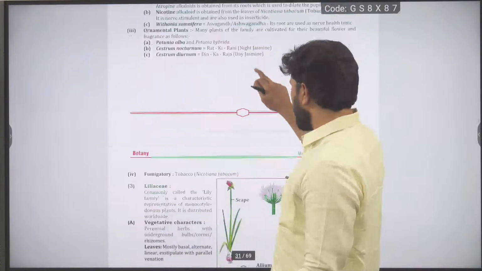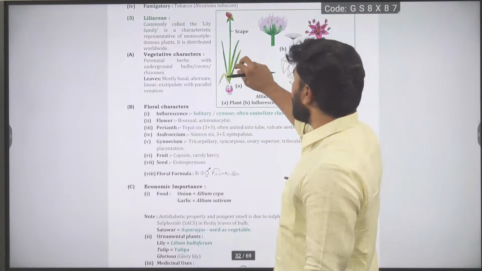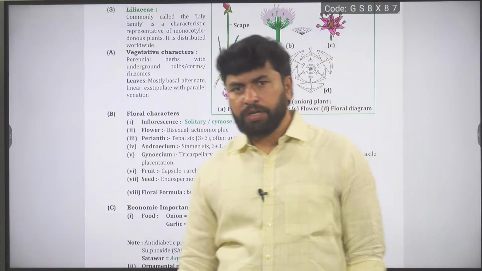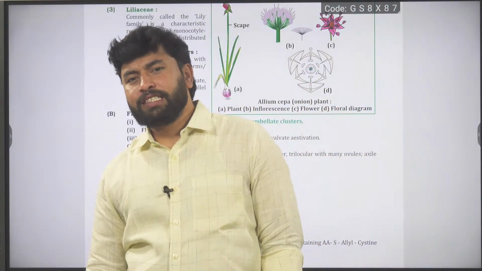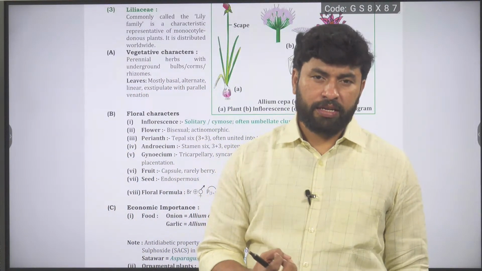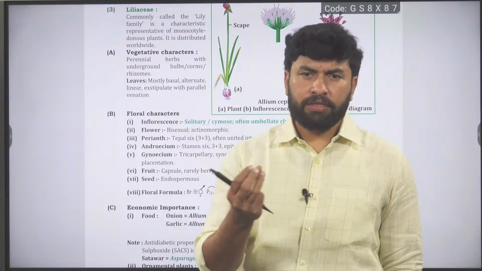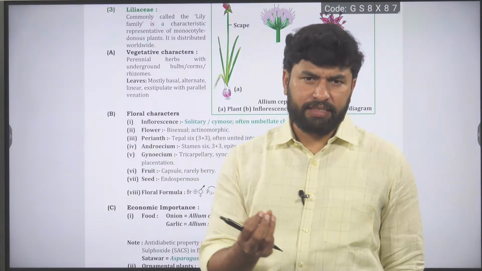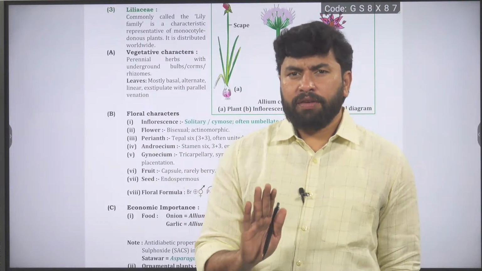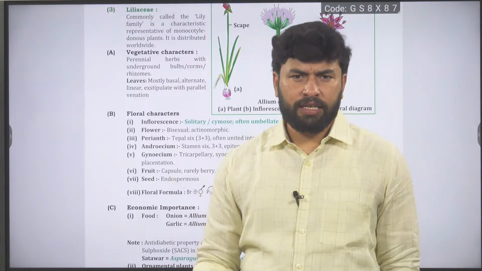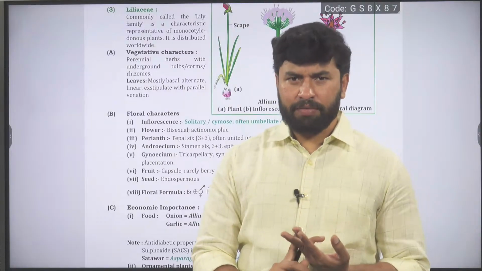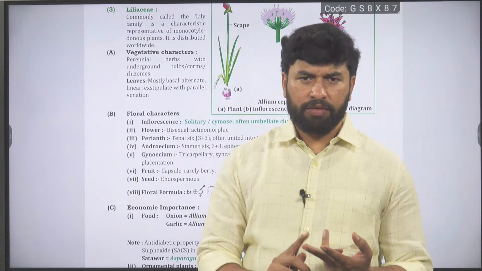Next one, let us talk about the family Liliaceae. It is a monocot family. Most famous plants in that family: lily, tulip, gloriosa, and also some kind of anti-cancerous drug extracted from Colchicum autumnale. These are the plants which are very famous in that. But most common plants in that family are aloe vera, Allium cepa, Allium sativum, that is garlic and our onion.